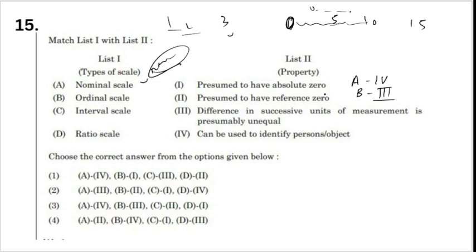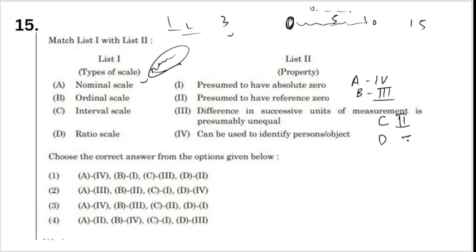Okay, then moving ahead, we have ratio scale. So C was what? C was reference zero, which was 2, and D would be ratio scale. It would have an absolute zero, like 0 centimeter, which means there is no height at all.